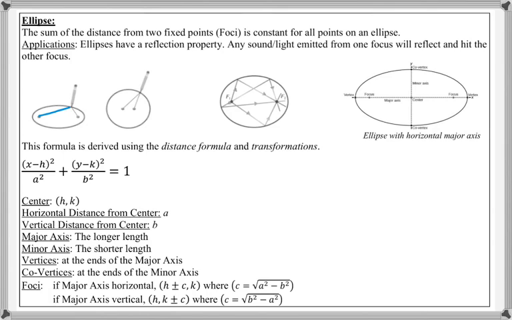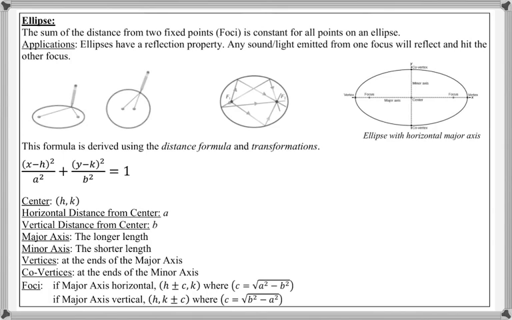So if you look at the picture here, we are drawing from the foci to the ellipse, and this length and this length are different. This length and this length are different. However, the sum of the lengths will be the same. And that's really true for any points on the ellipse. So it has some applications because it has a reflection property, and any sound or light that's emitted from one focus will reflect and hit the other focus.